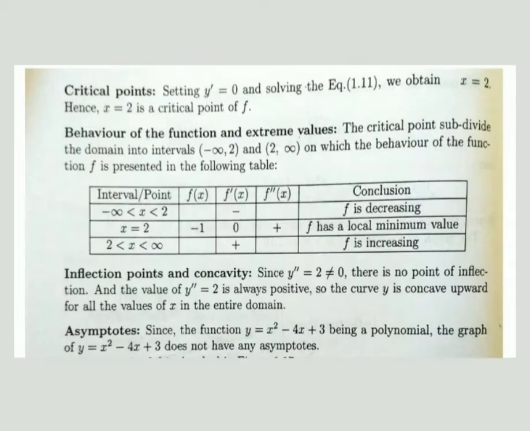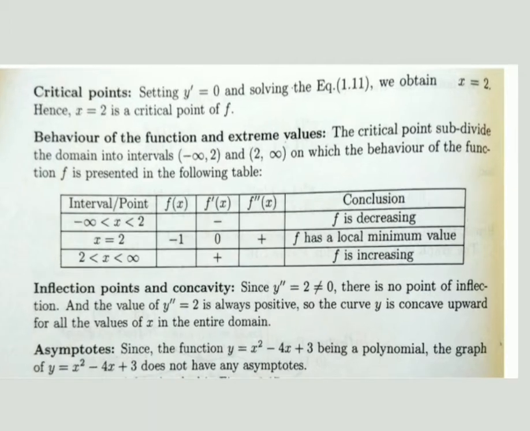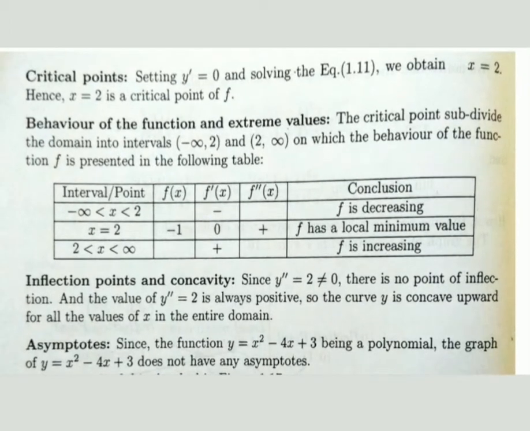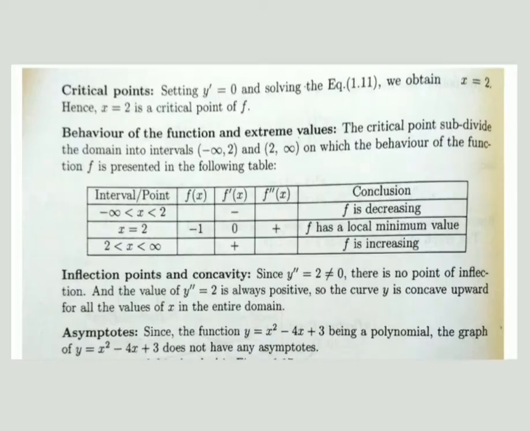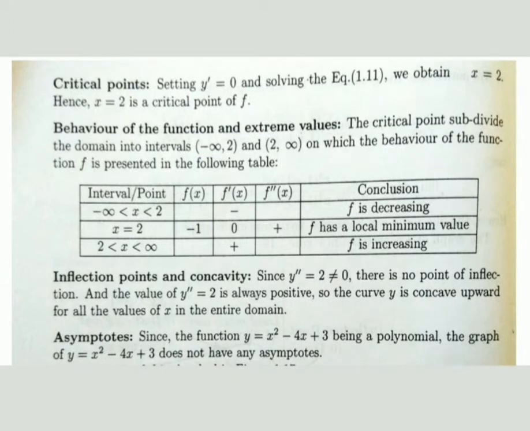So as we obtained y dash and y double dash, let us find the critical points now. To find the critical points, we set y dash is equal to 0. We have y dash is 2x minus 4. Setting y dash equal to 0, we get 2x is equal to 4, or x is equal to 4 by 2, which is 2. So therefore x is equal to 2 is a critical point of f.